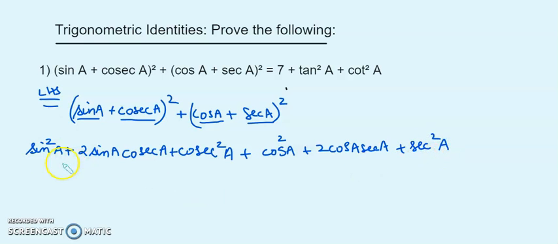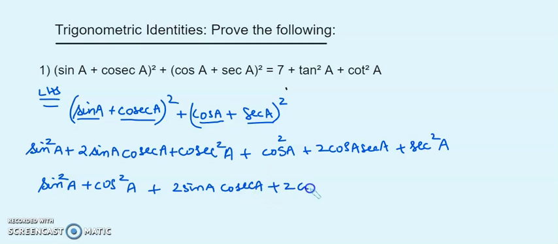Now I'm going to place sin square and cos square together, and cosec square and sec square together. Okay, so I'm going to just rearrange them. So it will be sin square a plus cos square a plus 2 sin a cosec a plus 2 cos a sec a, right? Plus cosec square a plus sec square a.